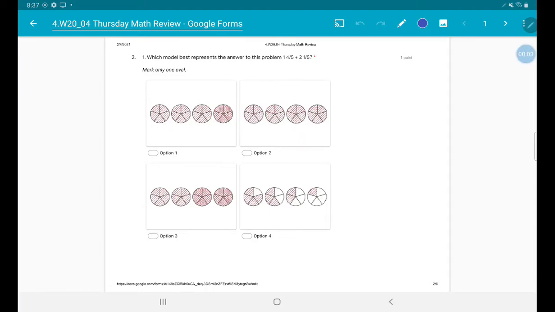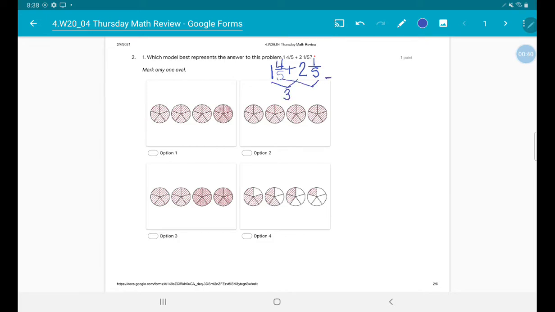All right, this question asks, which model represents 1 4/5 plus 2 1/5? Does anybody notice anything about that just before we even go any further? What do you notice in that problem? Jacob? They're all wholes. One of them's going to be a whole. How do you know that everything's going to be a whole? Because 2 plus 1 equals 3, and then 1 plus 4 equals 5.